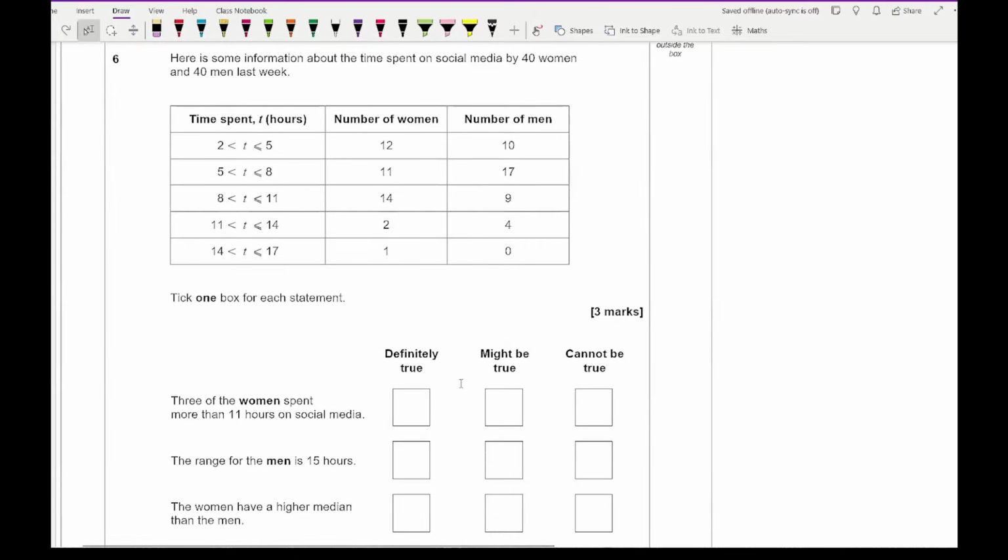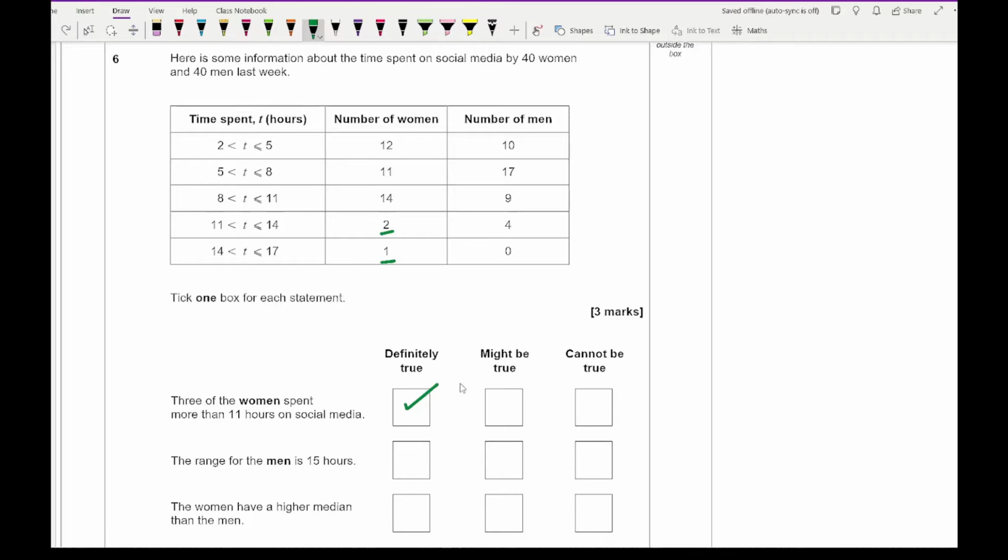Moving on to question 6, it says here is some information about time spent on social media by 40 women and 40 men. Tick one box for the correct statement. So it says 3 women spent more than 11 hours on social media. So looking at more than 11, and then we're looking at the two bottom columns. So 2 plus 1 is 3. So that's definitely true. It then says that the range of men is 15 hours.